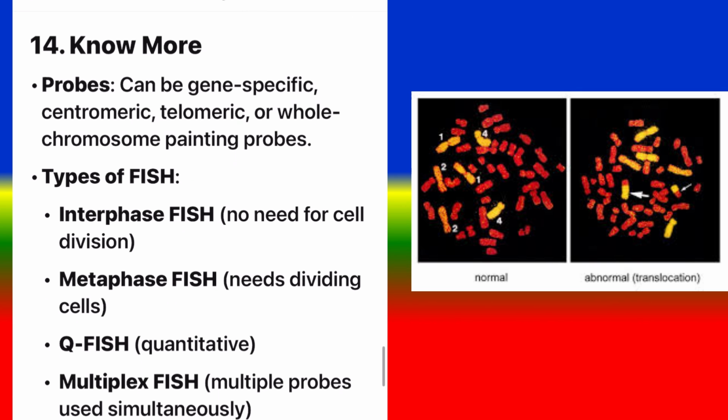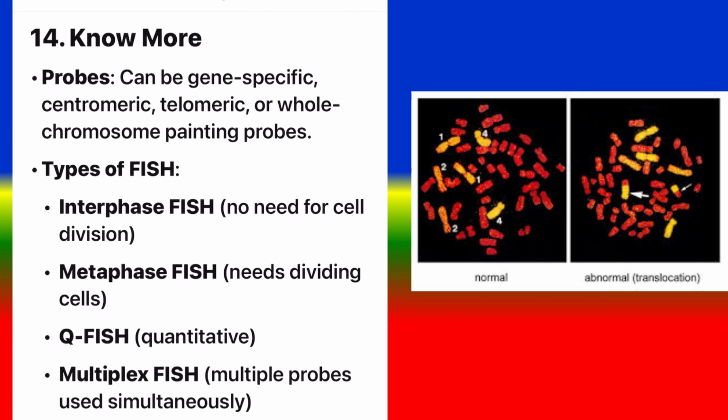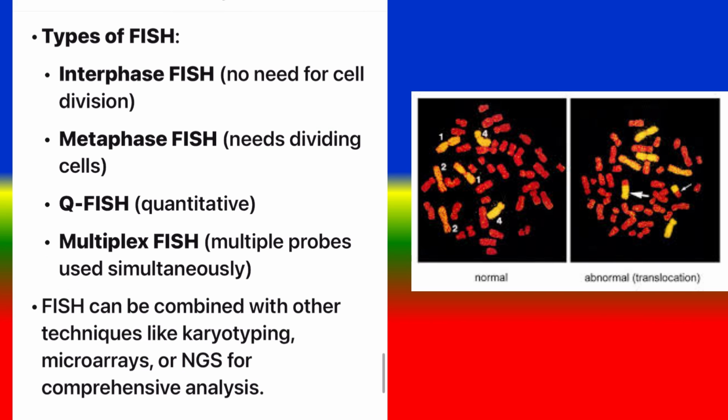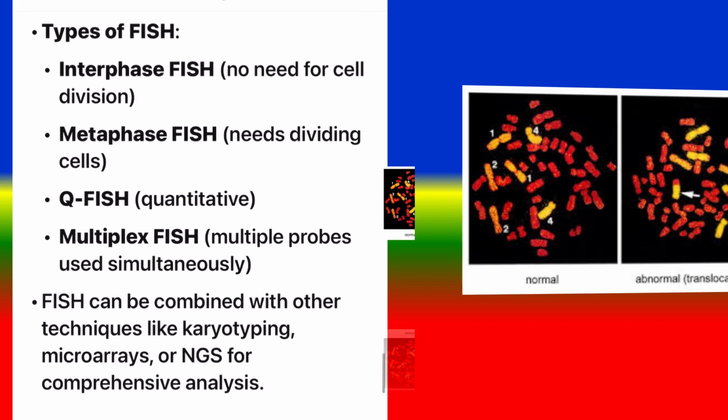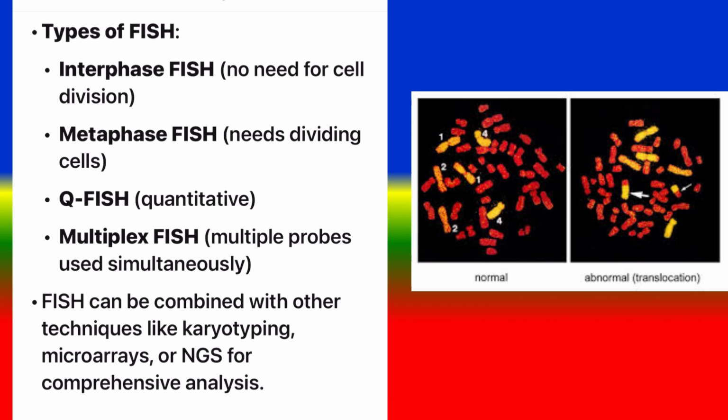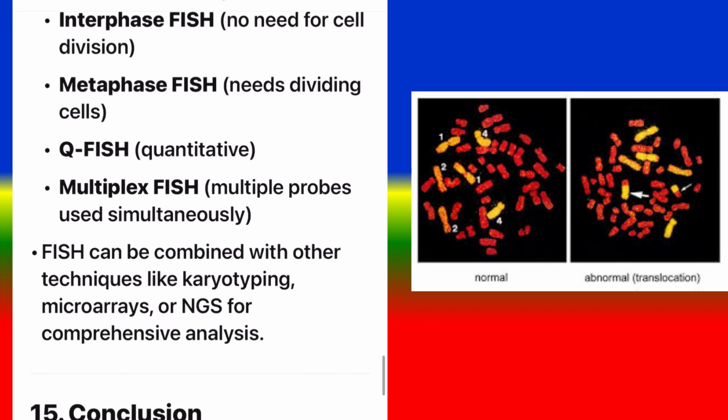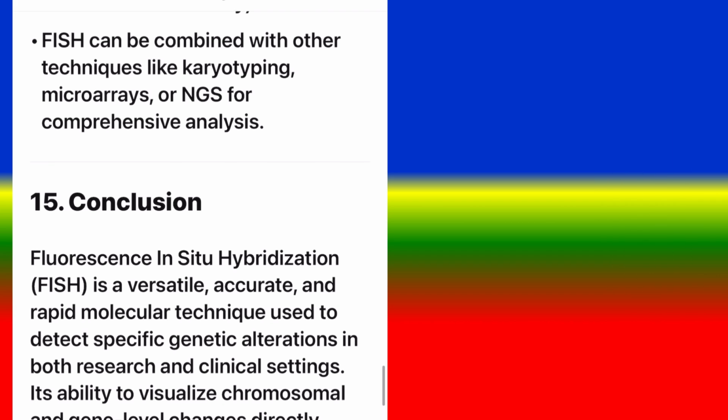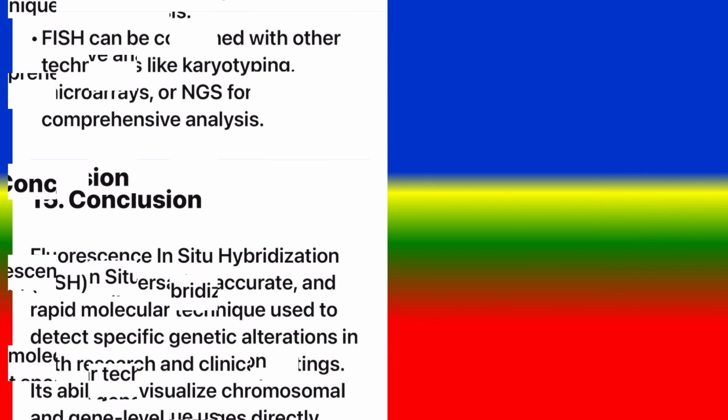14. Probes and types of FISH. Probes can be gene-specific, centromeric, telomeric, or whole chromosome painting probes. Types of FISH. Interphase FISH, no need for cell division. Metaphase FISH, needs dividing cells. Q-FISH, quantitative. Multiplex FISH, multiple probes used simultaneously. FISH can be combined with other techniques like karyotyping, microarrays, or NGS for comprehensive analysis.